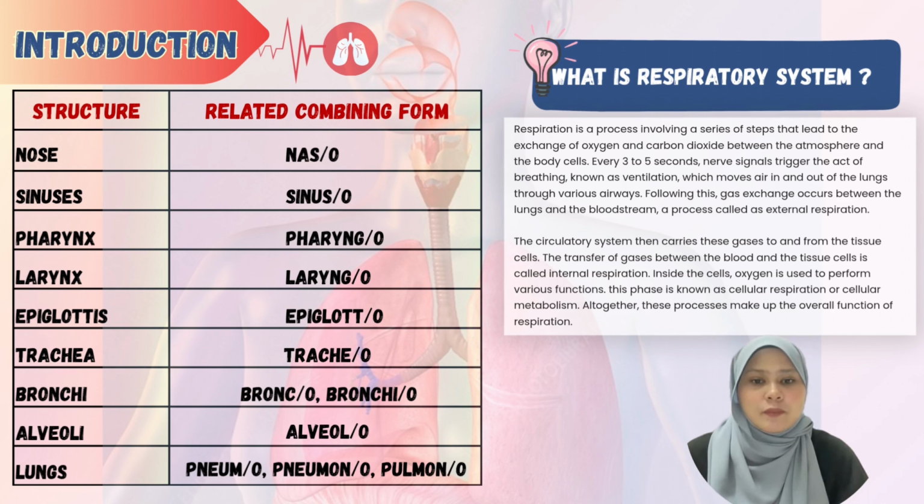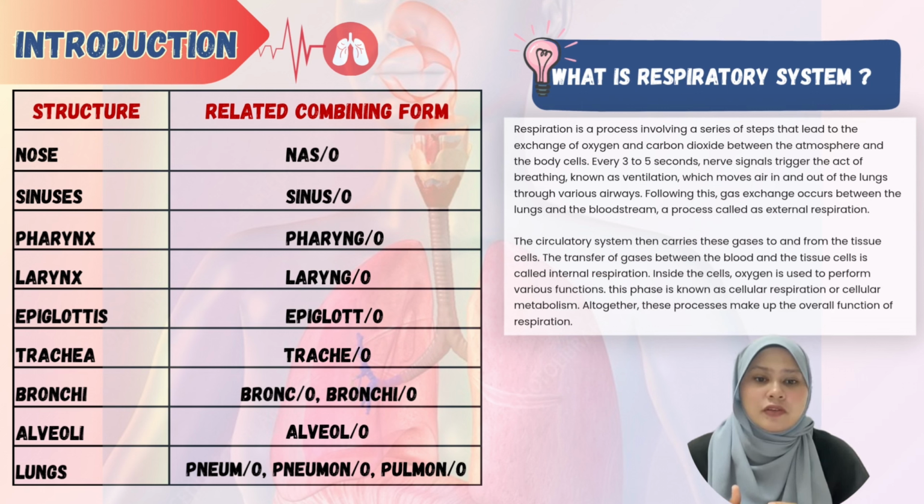It is a system responsible for the exchange of gases, especially oxygen and carbon dioxide, between the body and the environment. Every few seconds, our brain sends signals that trigger breathing, which allows air to move in and out of the lungs. This process is called ventilation. Then, the oxygen from the lung is exchanged with carbon dioxide in the blood. This is called external respiration.